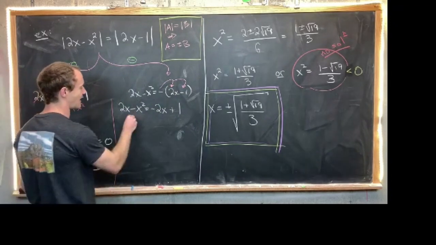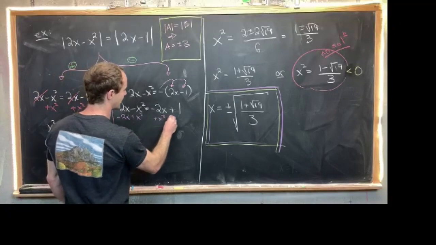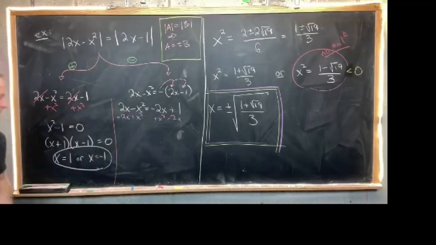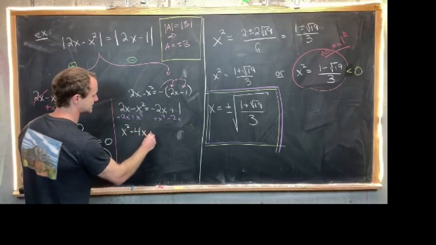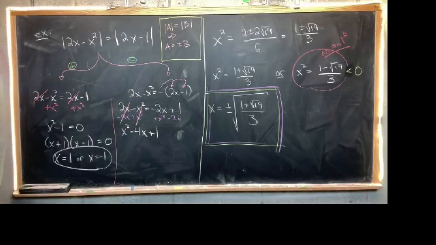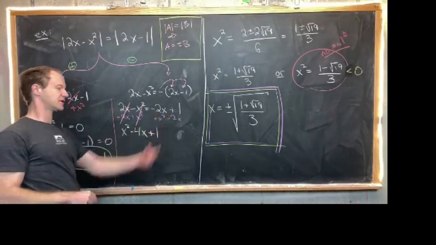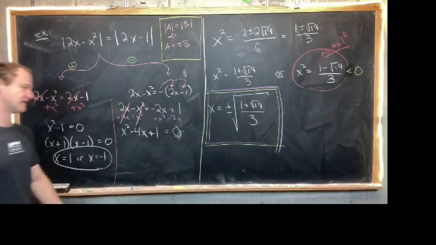Maybe I'll add x squared to both sides and subtract 2x from both sides. So add x squared minus 2x. So that's going to leave me with x squared minus 4x plus 1. Notice everything cancels on this left-hand side, and then all of this is what's going on the right-hand side, but I'm just switching the order so I've got something like that.